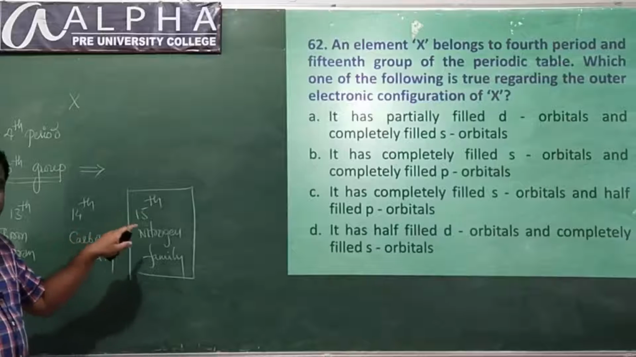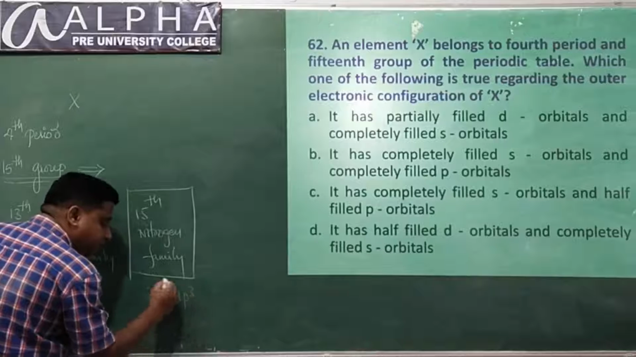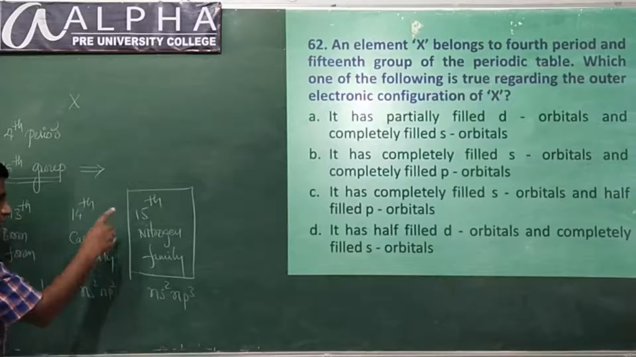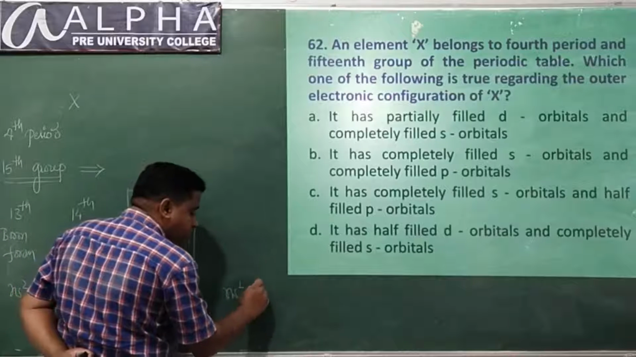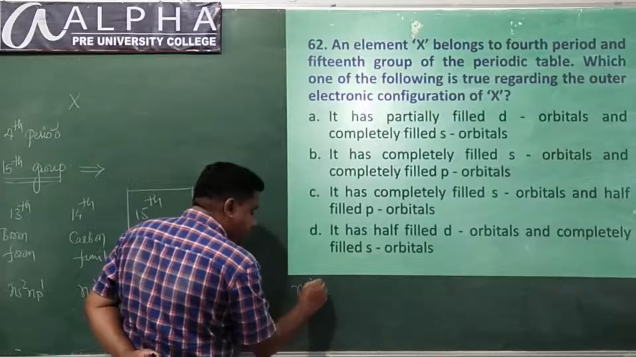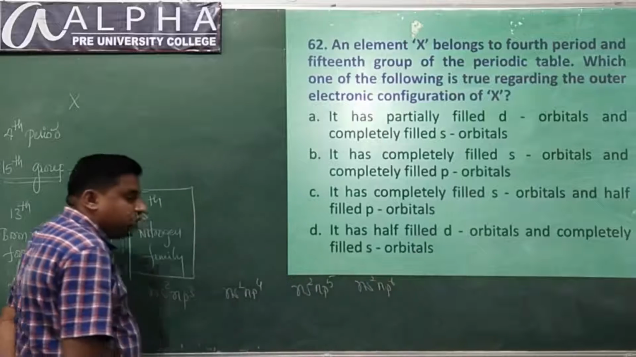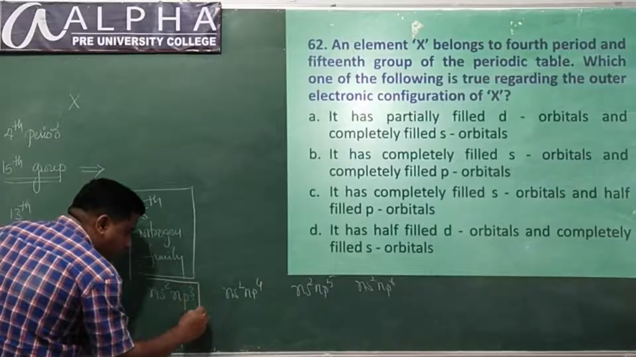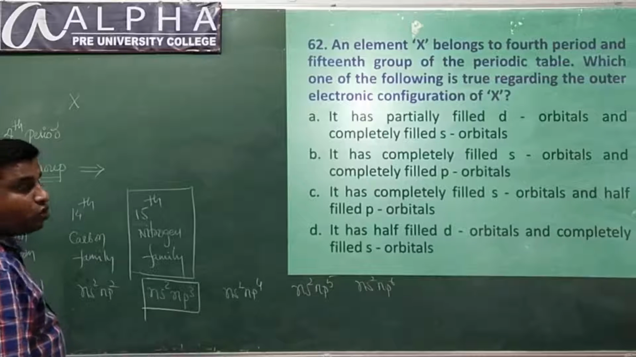What is the general outer electronic configuration of the nitrogen family? It is ns2 np3. For the boron family, it is ns2 np1. For the carbon family, ns2 np2. For the nitrogen family, ns2 np3. For the next family, ns2 np4, that is the oxygen family. Then the halogen family, ns2 np5. For noble gases, it is ns2 np6. So the general outer electronic configuration for the nitrogen family is ns2 np3.